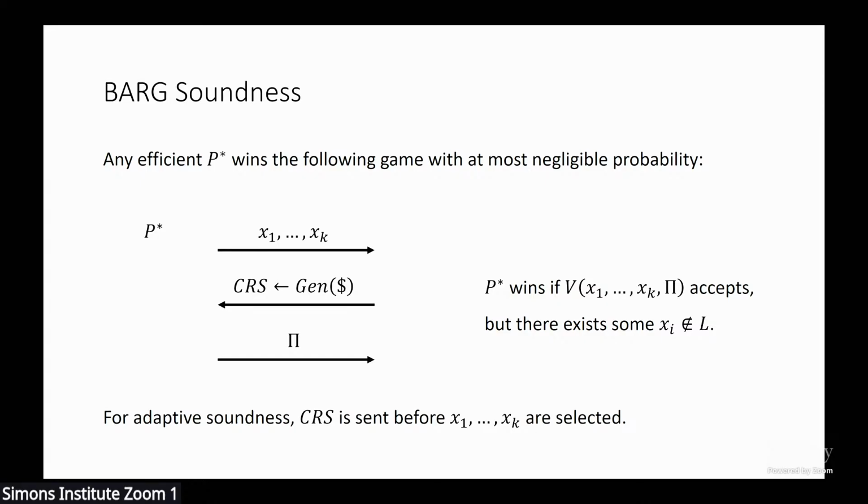You can also think about a slightly stronger notion of security, adaptive security. Here we want security even if the adversary can choose the instances as a function of the CRS, after seeing the CRS. So for the adaptive security game, you just switch the order of these messages. First the adversary gets the CRS, then it chooses the instances and the proof together. Great, so this will be our notion of soundness for now.